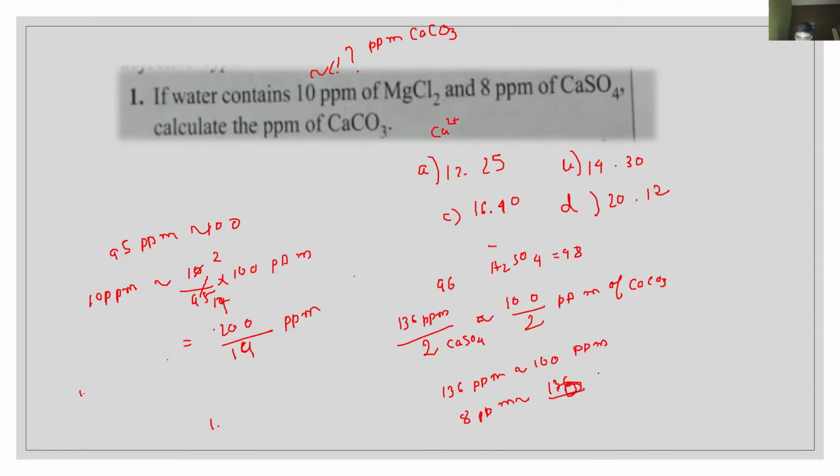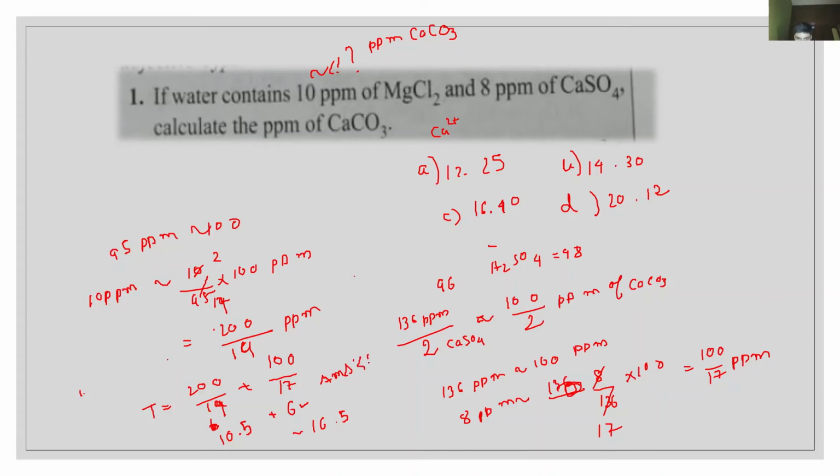136 by 8, sorry, 8 by 136 into 100. Brother, what are you doing? How easy is this calculation? 1s are 8, 56, 7, so it's 800 by 17 ppm. Now you add, total equals 200 by 19 plus 800 by 17. 17 sixes are 102, let me take it as 6. And 200 by 19: 19 ones are 19, 1 in hand, 10, put 0, 100, 19 fives are 95, and 15 in hand, so let it be till this. So it's coming 16.5. Since we have taken it a little bit more, the answer must be a little bit less than 16.5. Is there any option? Yes, 16.40. Have you got it correct?